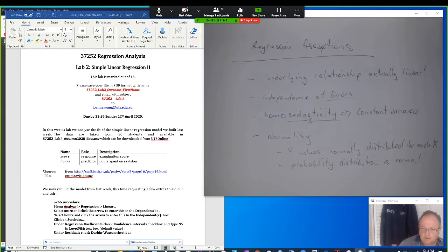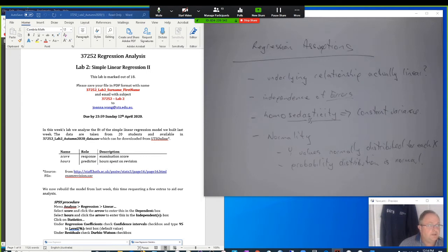So either take a screenshot, I hope you've got a screenshot, or you can look at the video later if I post it. Basically we need to see that they're linear. We need to see there's an independence of errors. We need to see that homoscedasticity is there, that is constant variance of our error terms, and normality: Y value is normally distributed, and probability distribution is normal. From today, in going through the lab, hopefully we'll hone in on all of those for you.